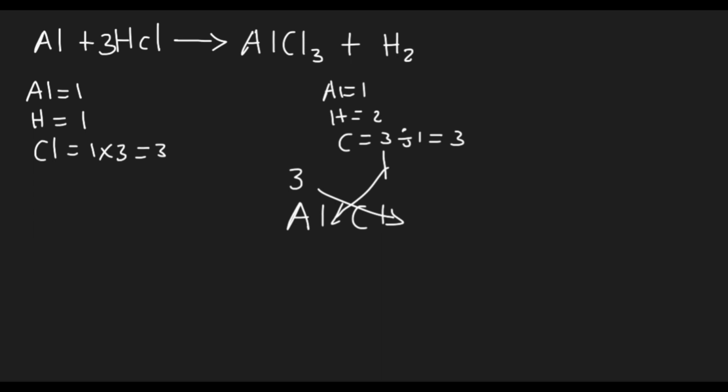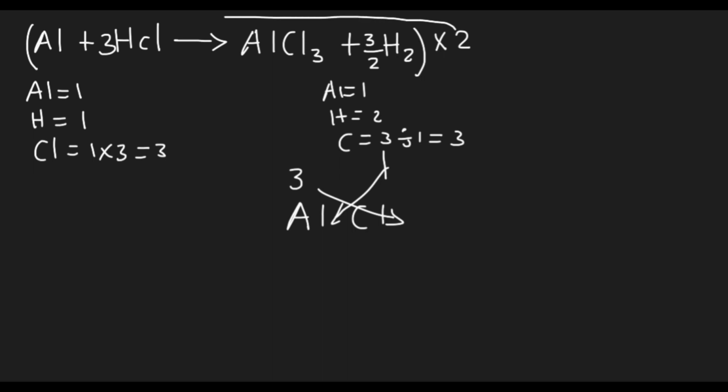Now if we have 3 here, how can we balance the hydrogen? So the hydrogen we need to balance by 3/2 as a fraction. Then the aluminium is balanced. So for aluminium, this one is balanced. Now remember, we don't want to use a fraction. So we are going to do the same. We need to multiply everything by 2.